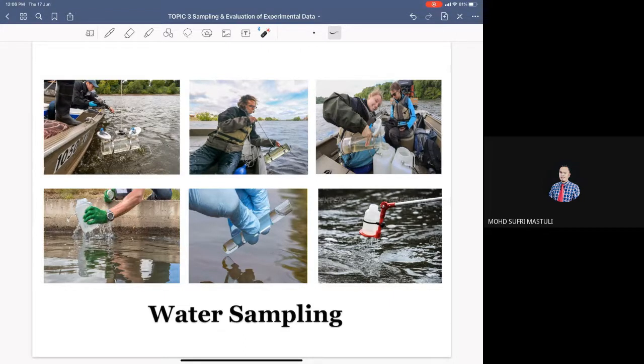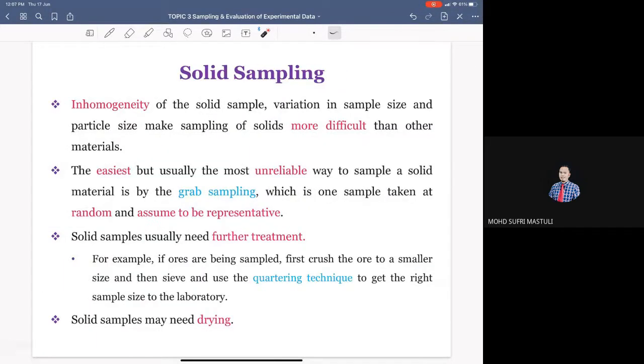All right, this is the same thing, showing the diagram of a researcher doing water sampling using the vertical water sampler, or we can even use a plastic bottle or test tube. But using the plastic bottle or test tube, we can only collect the sample on the surface. All right, so we are done with sampling for gas and also sampling for liquid. Now we focus a little bit on sampling for solids.